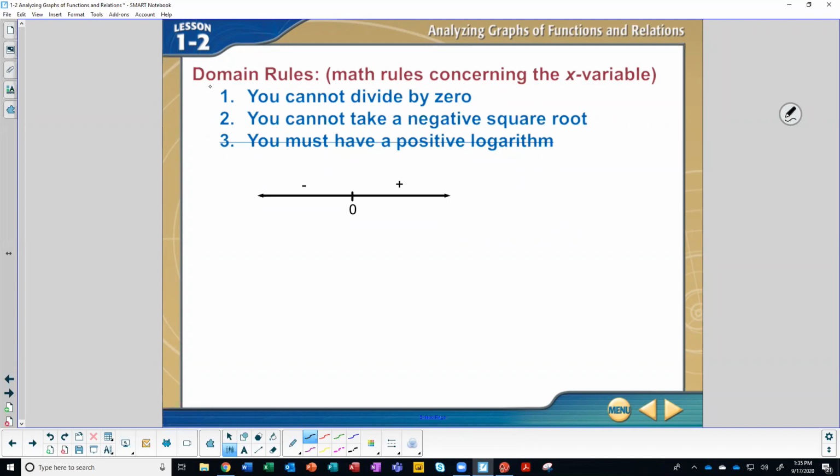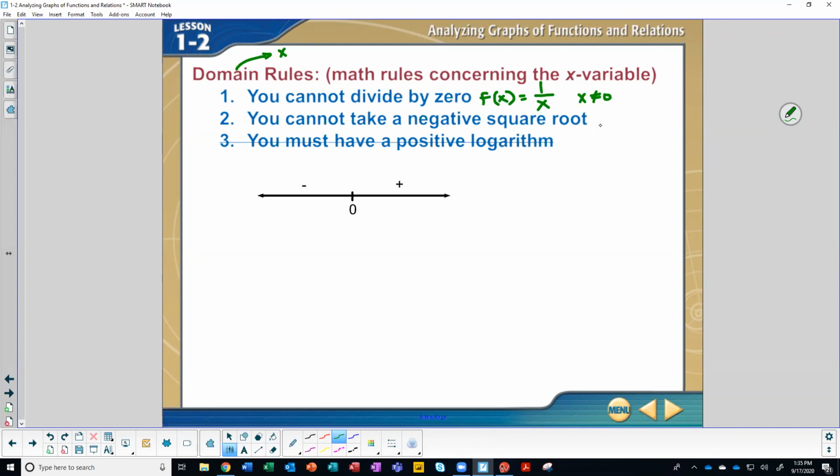And since we're talking about domain, I'm specifically referring to the variable x, the x variable. Okay, so first, you cannot divide by 0. What that means is, if you have an equation like this, since I cannot divide by 0, that means x could not equal 0. If x is 0, we have a problem there. X could not equal 0 because if it did, you'd be dividing by 0. We're not allowed to do that.